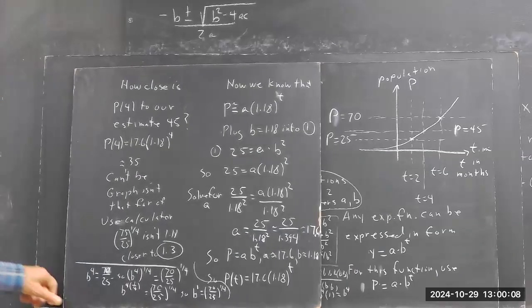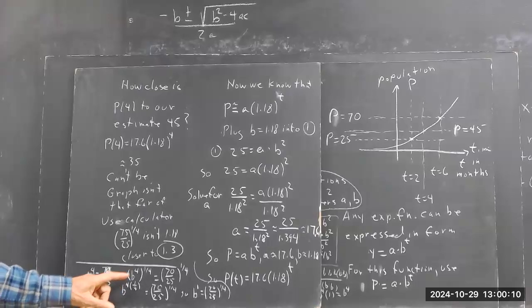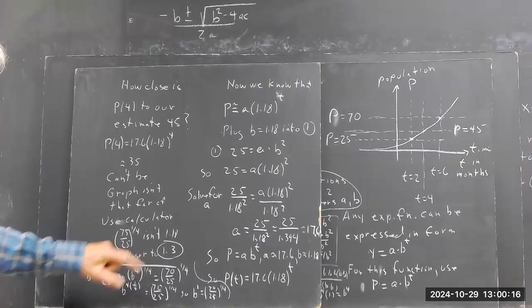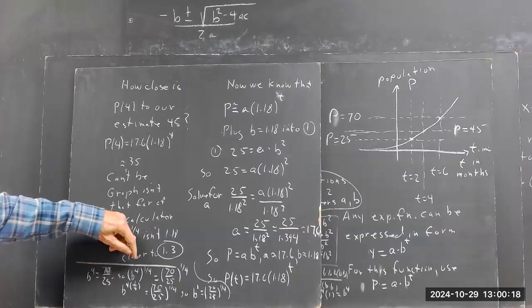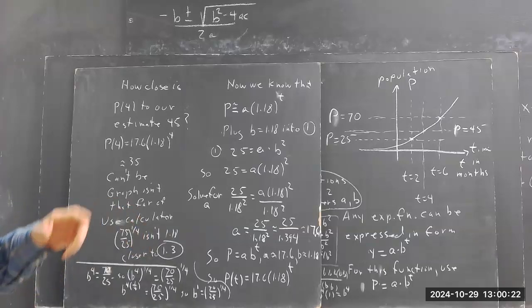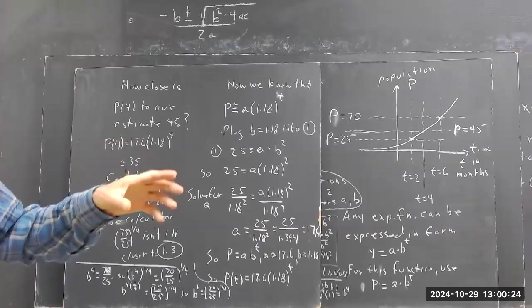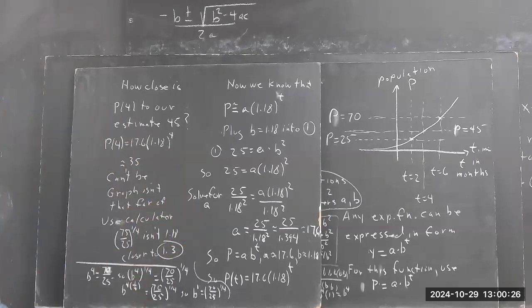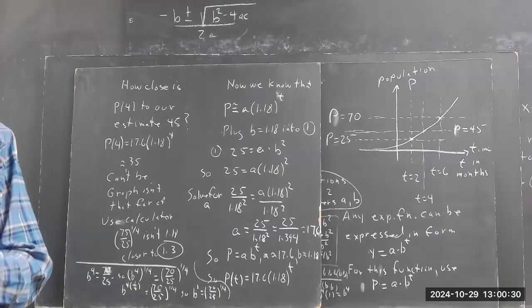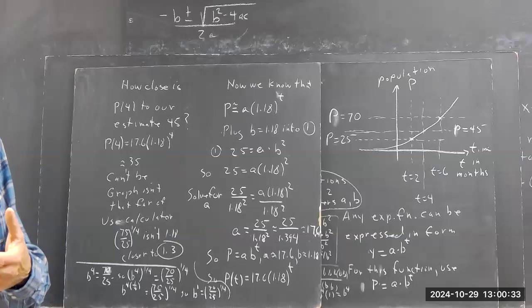So I did write out the solution to b to the 4th equals 70 over 25. We raised b to the 4th to the 1/4 power because that raises b to the 4 times 1/4 power. When you raise a power to a power, you multiply the powers. Everybody should understand that, and understand that in a way that they can verify it anytime they need. Okay?